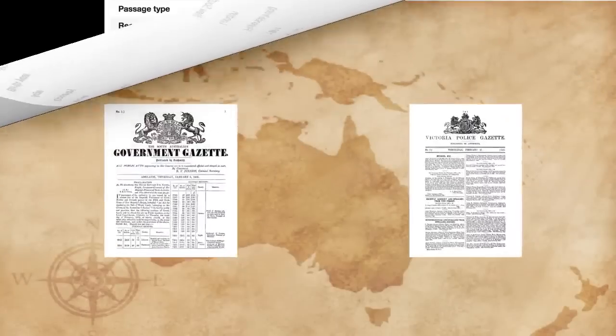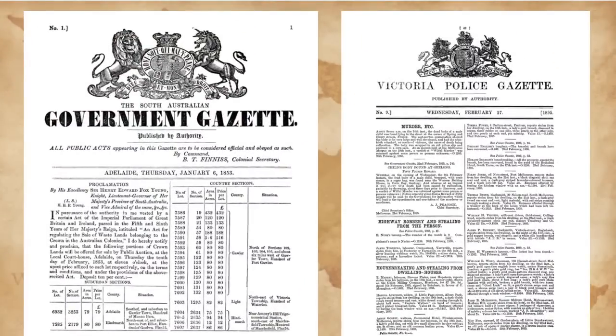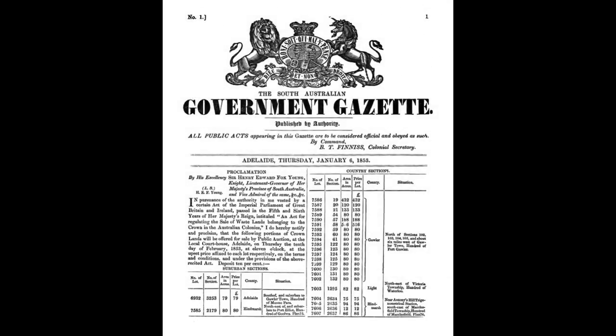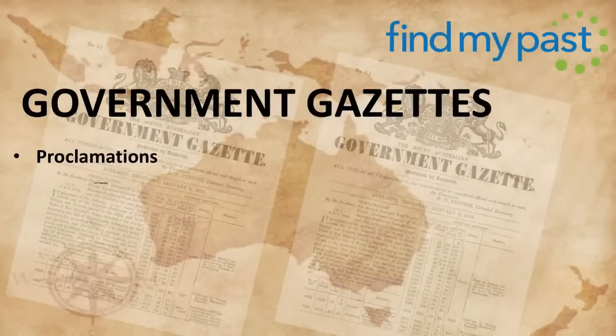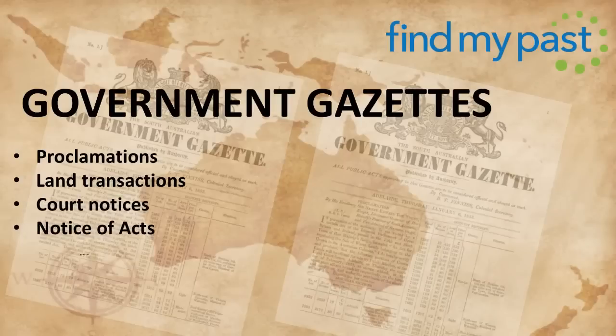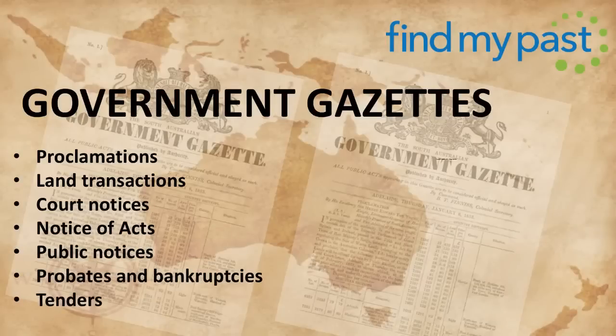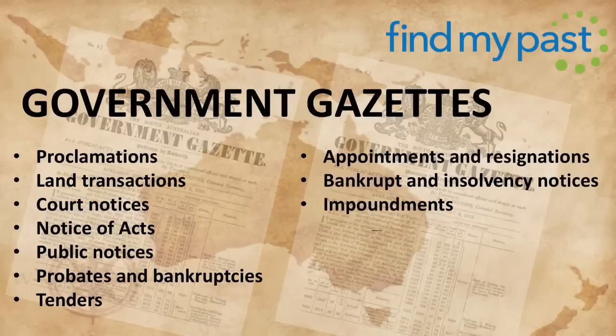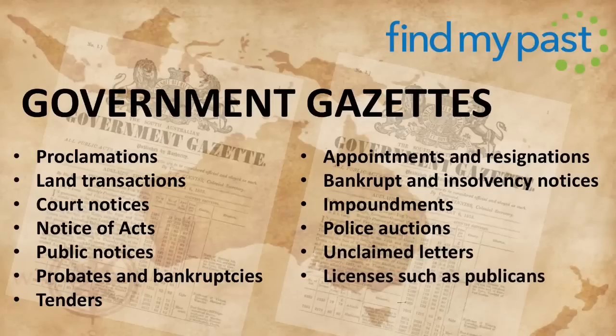Other useful resources available on Findmypast include government gazettes and police gazettes. Government gazettes were published by the government as a means of communication to officials as well as the general public. They were usually issued weekly with occasional special issues and may include information such as proclamations, land transactions, court notices, notice of acts, public notices, probates and bankruptcies, tenders, appointments and resignations, bankrupt and insolvency notices, impoundments, police auctions, unclaimed letters, licenses such as publicans or storekeepers, as well as any rewards on offer, and much, much more.